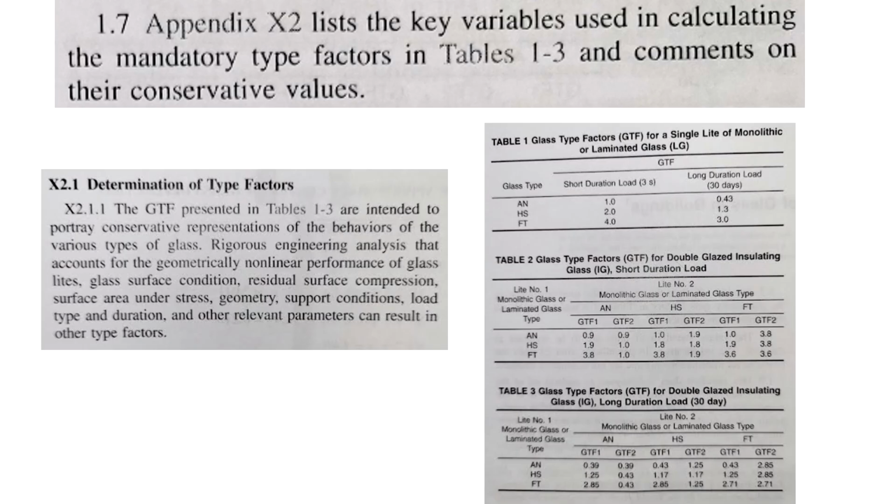If you're sitting down for the exam and this is the first time you're opening this book and you get a question about it, it'll rock your world trying to figure these tables out. It's taken me several days of going through this manual to try to figure out what some of these things mean. So here we go. So that's a little bit about the tables 1, 2, and 3 are glass type factors.